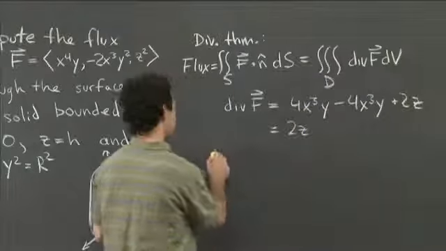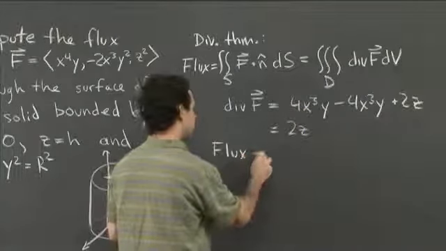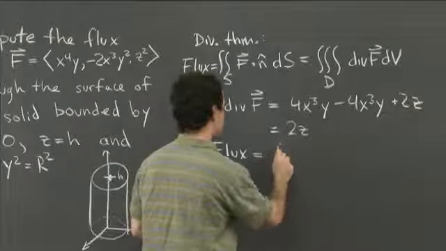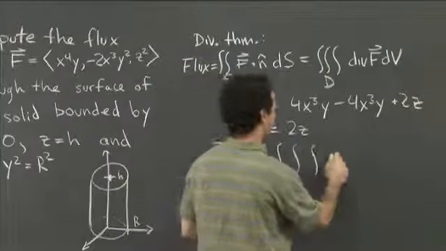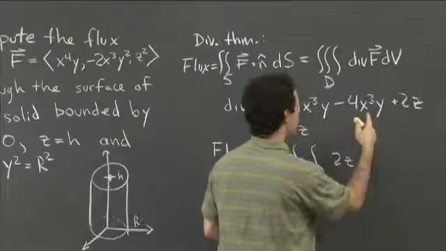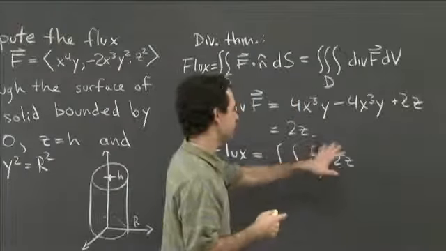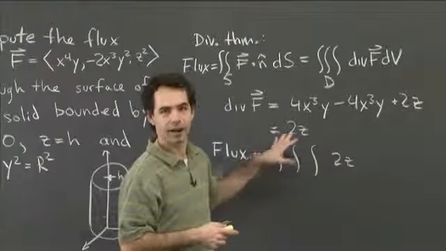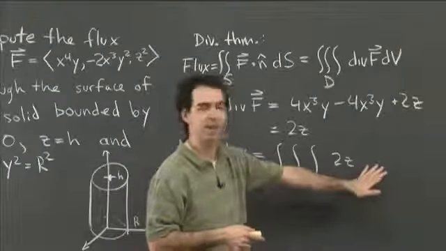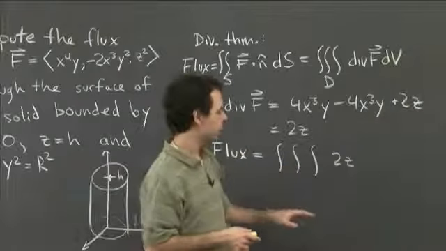So flux is equal to the triple integral over our solid of 2z dV. OK, so I've left some stuff out of this, because I'm going to start writing down the bounds and writing this down as an iterated integral now.